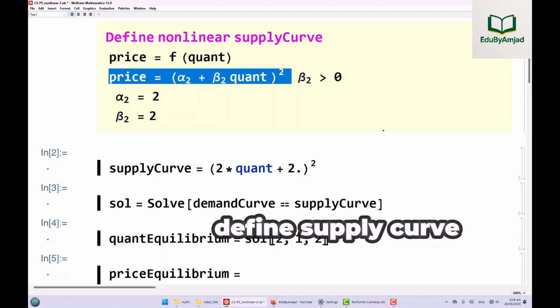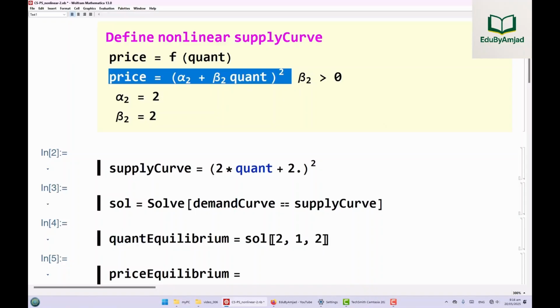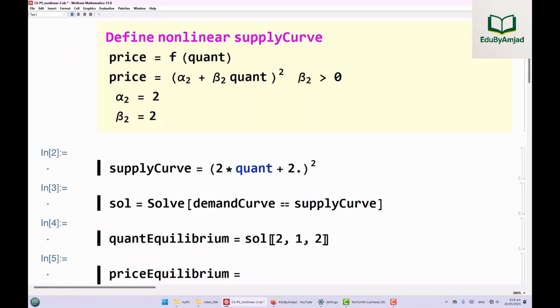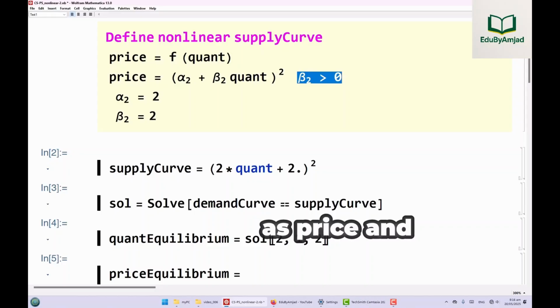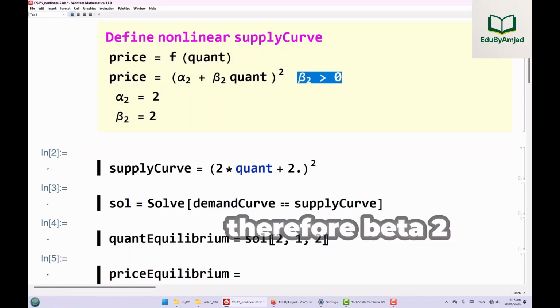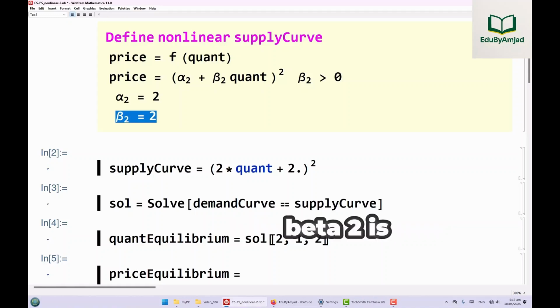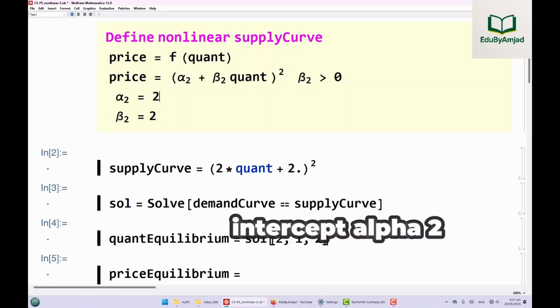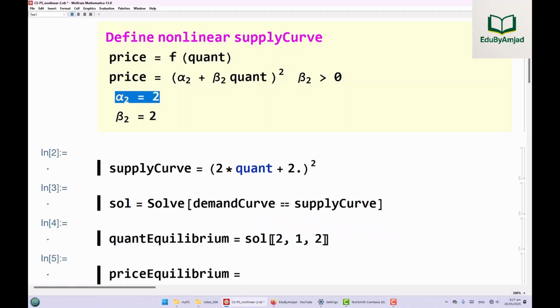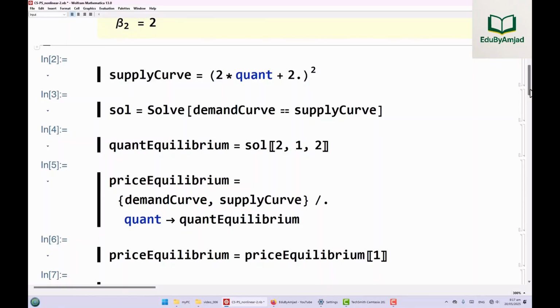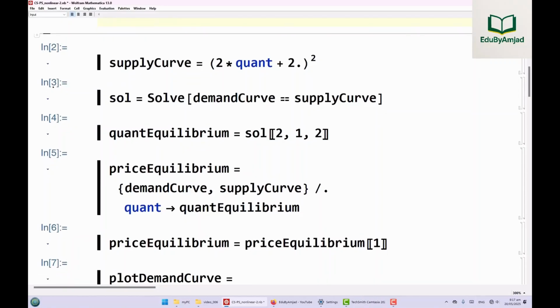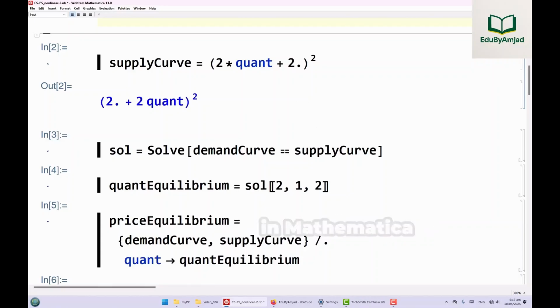Define the supply curve. As price and quantity are positively related, therefore beta 2 must be positive. We assume here beta 2 is 2. Intercept alpha 2 is also 2. Define the same in Mathematica.